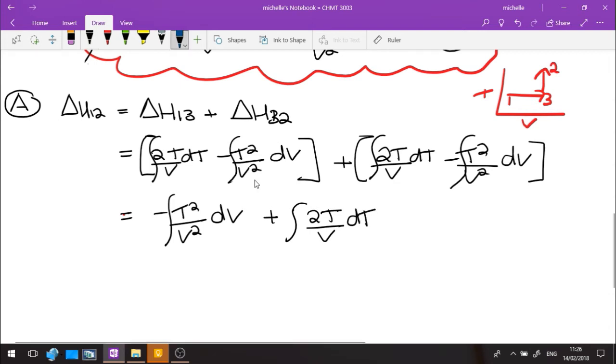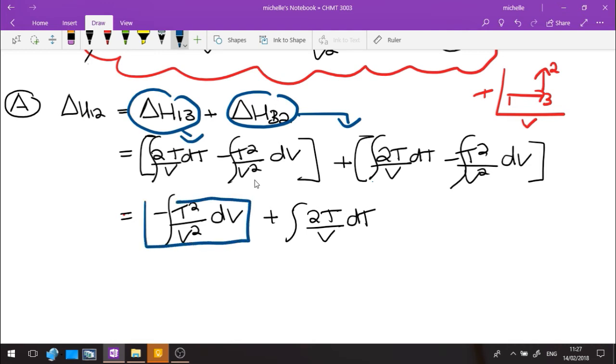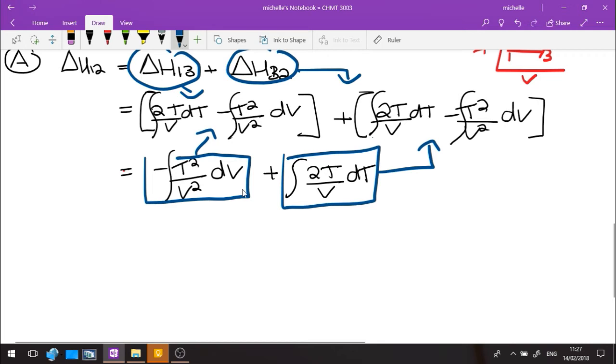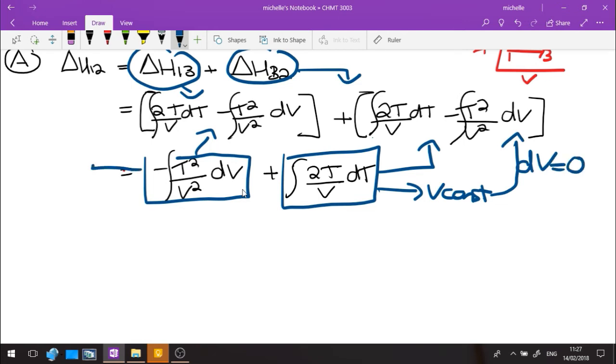Right. So remember, this section belonged here, and this section belonged here, and then this section came from here, and this section came from here. All we said is on path h32, v was constant. That meant dv equals 0. And then we said on path h312, what did we say? T was constant, and then that implied that dt equals 0.